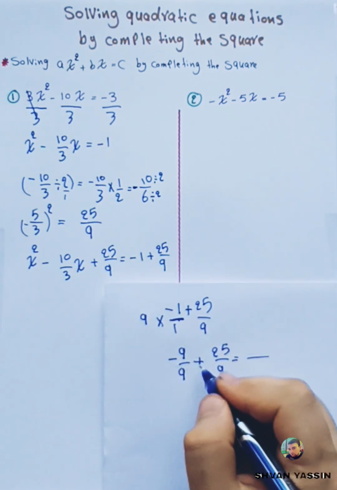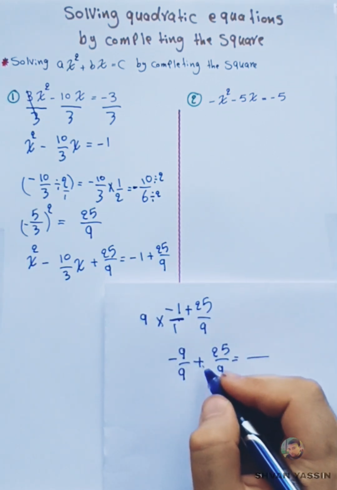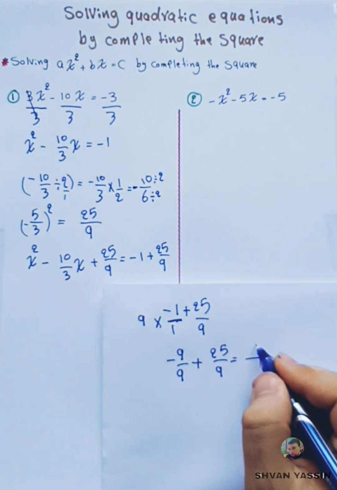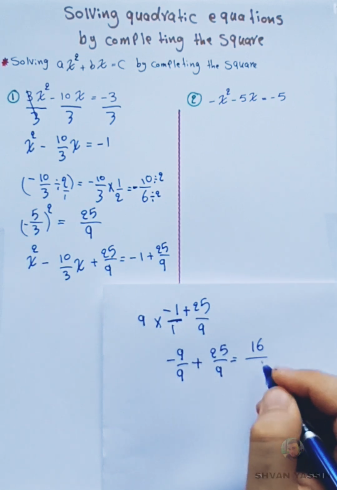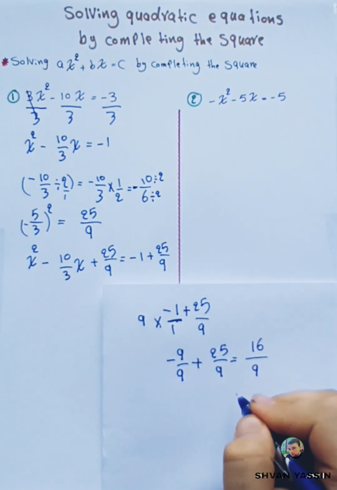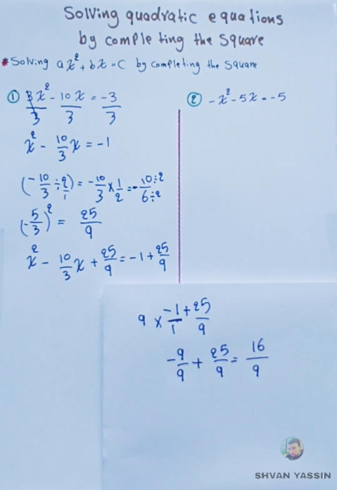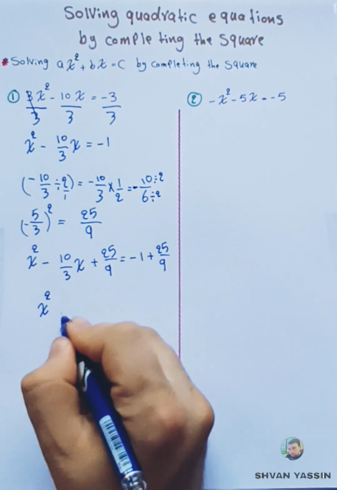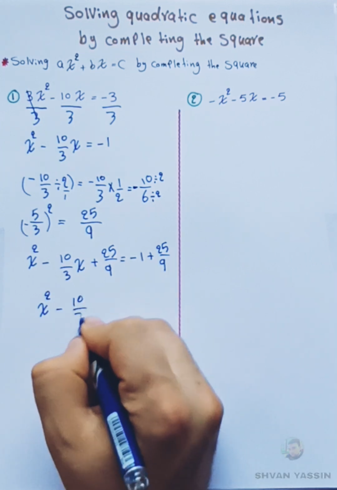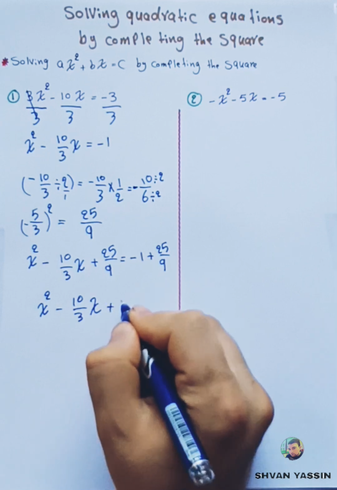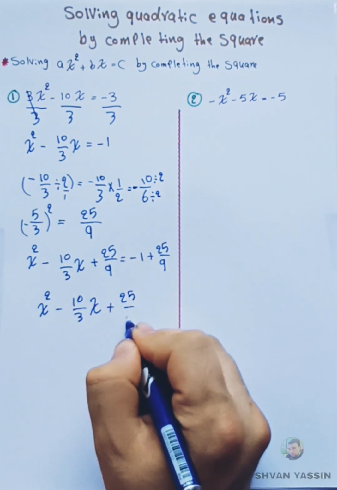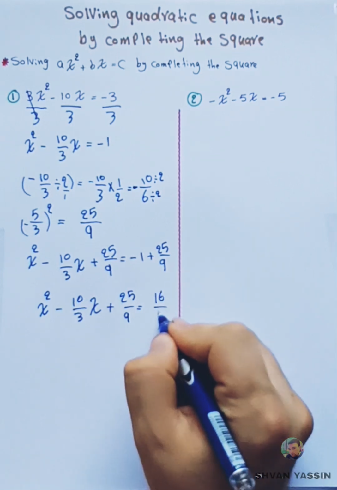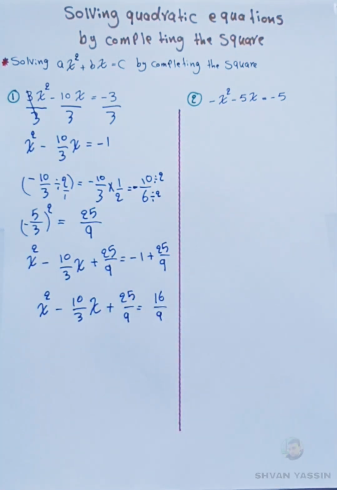So negative times positive is negative. You have to subtract these two numbers. 25 minus 9 equal to 16 out of 9. So equal to the positive 16 out of 9. So x squared minus 10 out of 3x plus 25 out of 9 equal to 16 out of 9. And then this equation is a perfect square.